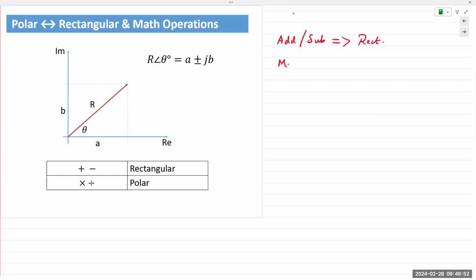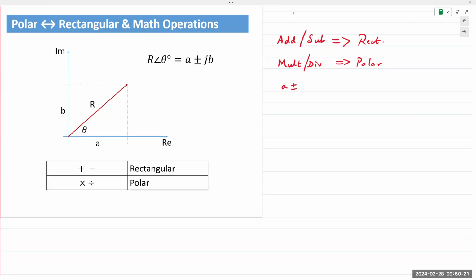If you're multiplying or dividing, it's easier to do in polar coordinates. Show of hands of how many of you know how to do this? Kind of. Yeah. And of course, you can perform any mathematical operation using any coordinate system, but it's just easier in some ways.